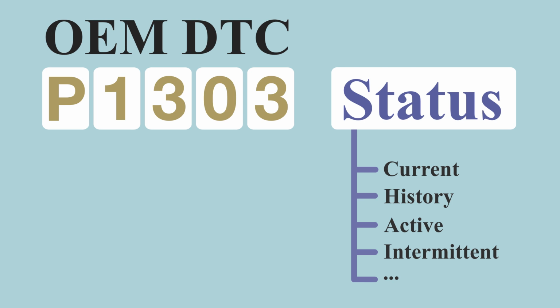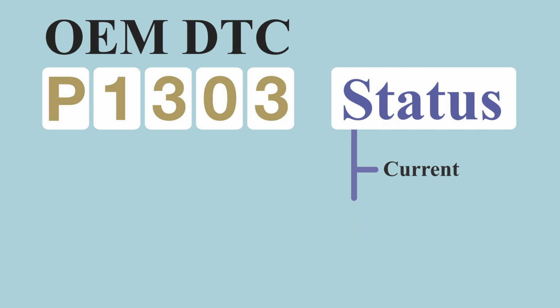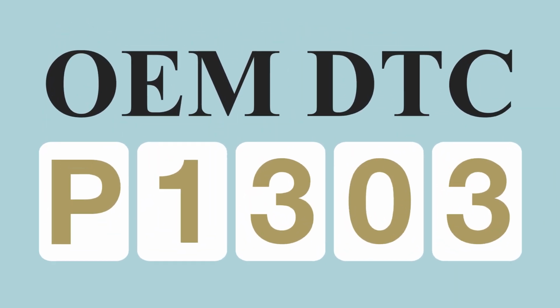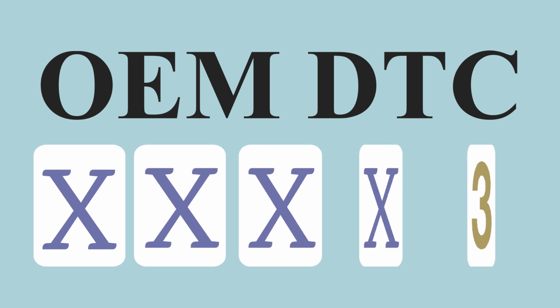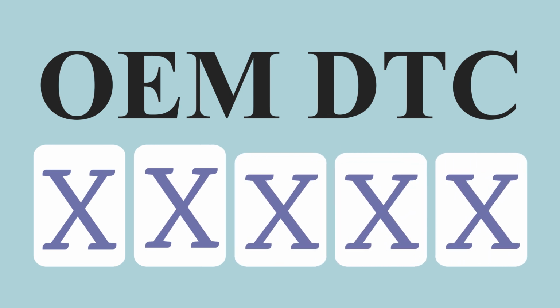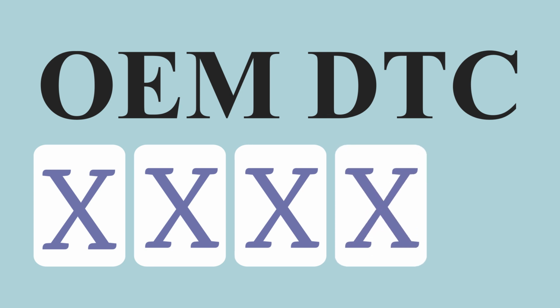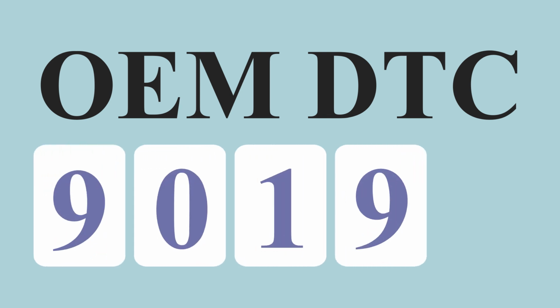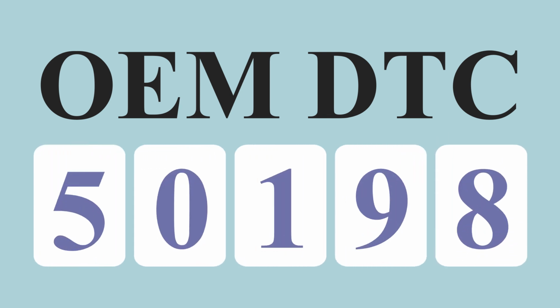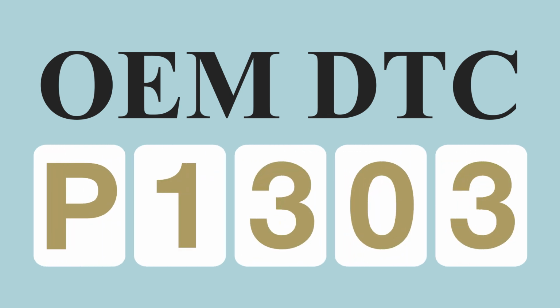intermittent, and more. While this is the most typical OEM DTC structure, there are various formats depending on the manufacturer and protocol, including 2-digit, 3-digit, 3-digit with a dash, 4-digit, DTCs with only numbers, or codes that don't start with P, B, C, or U, and many more.